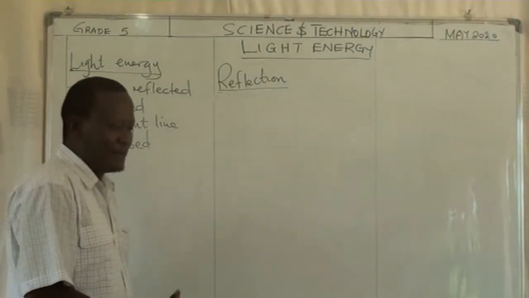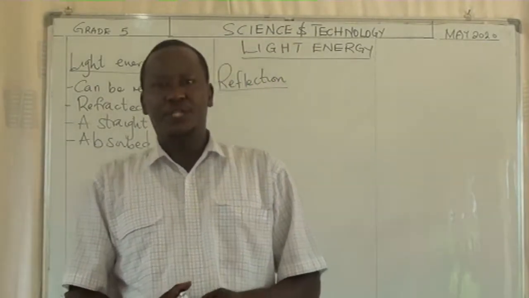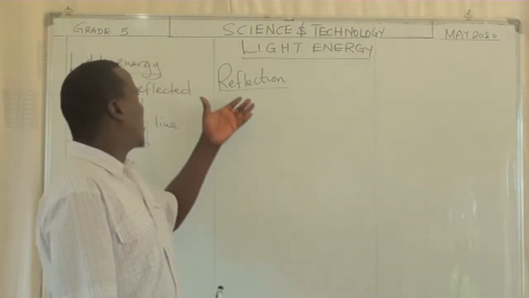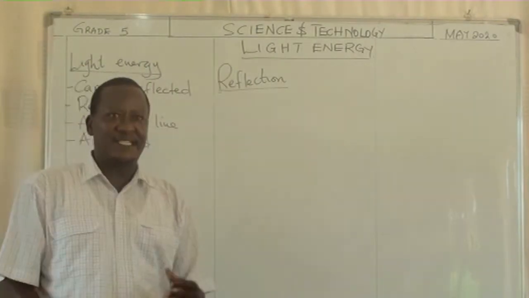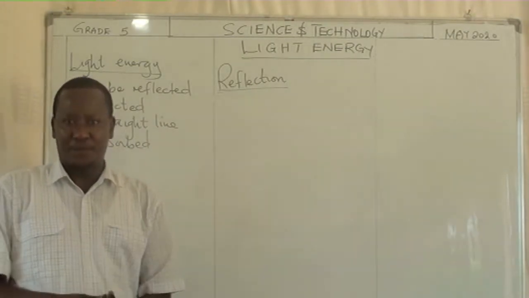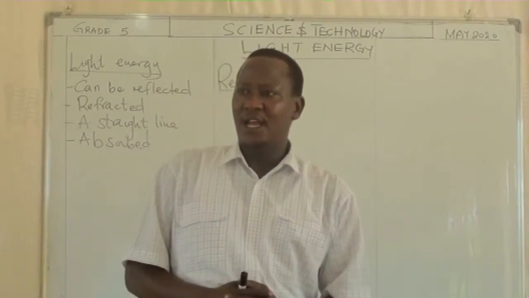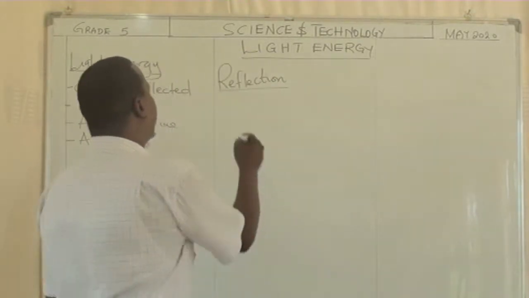We ended the last lesson when I told you that when we meet today, we shall deeply go through the first property of light, which is reflection. Who can remind us what reflection is? We said reflection is the bouncing.